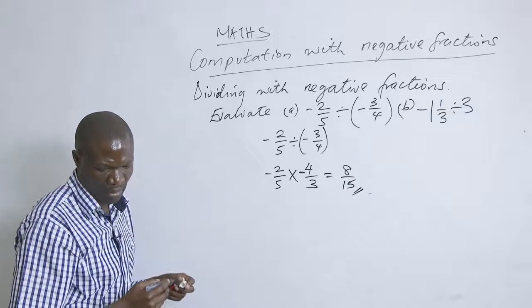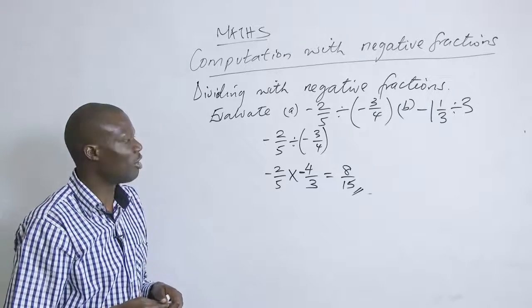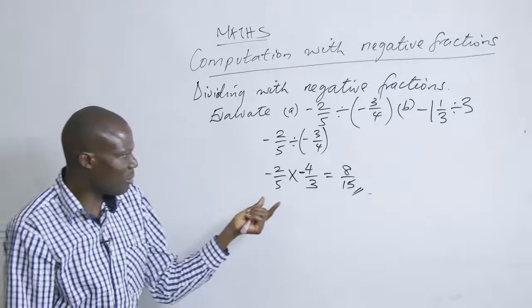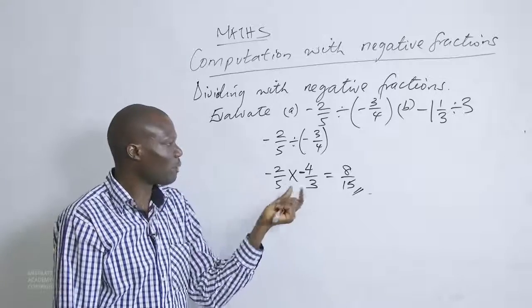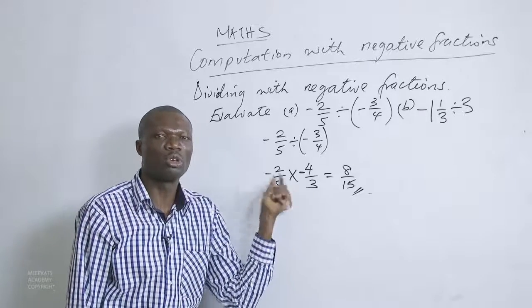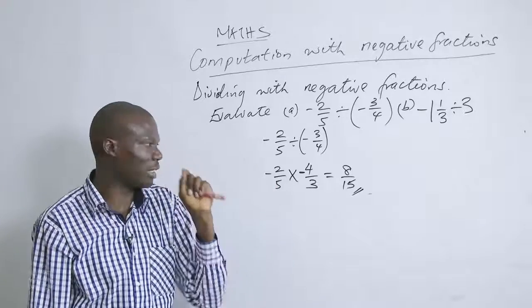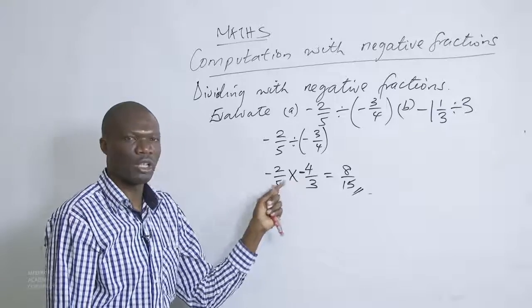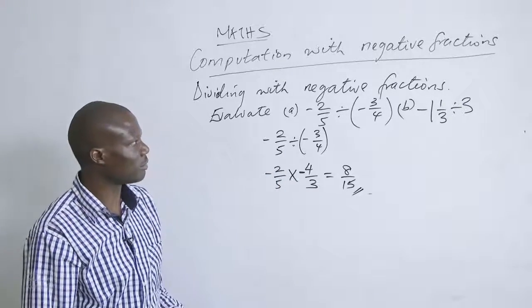You'll find that in that particular question, you'll get 8/15 and it's positive. You must be able to remember that there is a division here. Therefore, we must get the reciprocal of the fraction because we are dividing. But the answer maintains the rule that the quotient of 2 negative fractions is always positive.